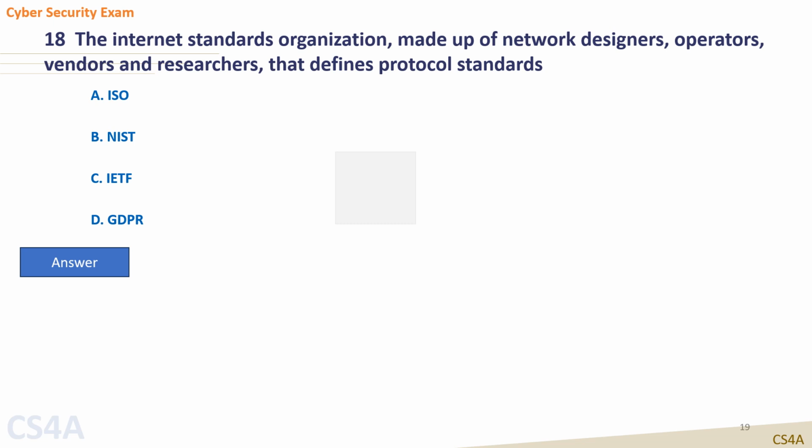IETF, Internet Engineering Task Force. So this is a correct one. So option C is correct. GDPR is for privacy. It is to protect the PII and privacy information of individuals. So option C is the correct one.